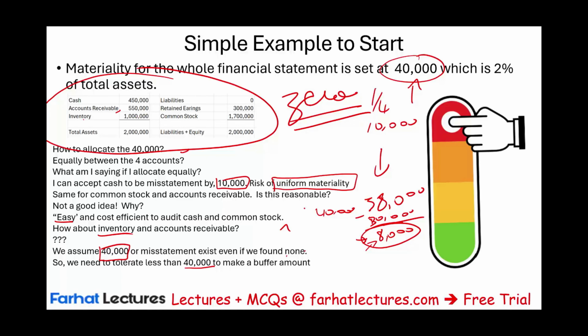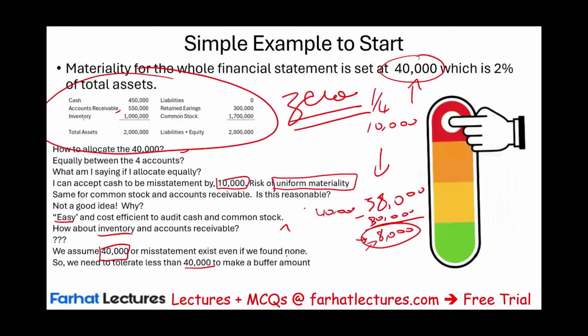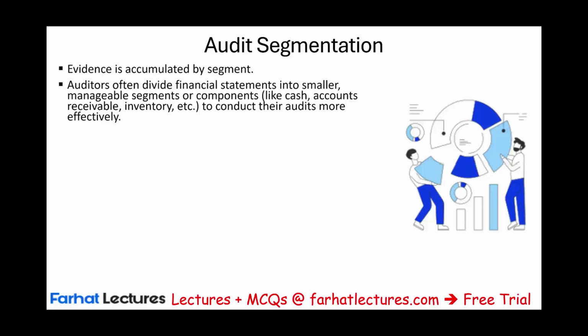So again, this is just a general theoretical idea. Let's dive a little bit more into this. So audit segmentation. When we audit the financial statement, I just told you, we look at each account separately, each cycle separately. We collect evidence by segment. For example, as I mentioned, account receivable will give us information about sales, sales returns and allowances, bad debt, and the allowance. So this is how we audit, and we allocate a performance materiality number for that account.